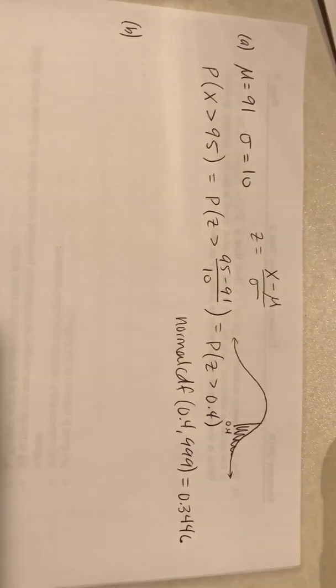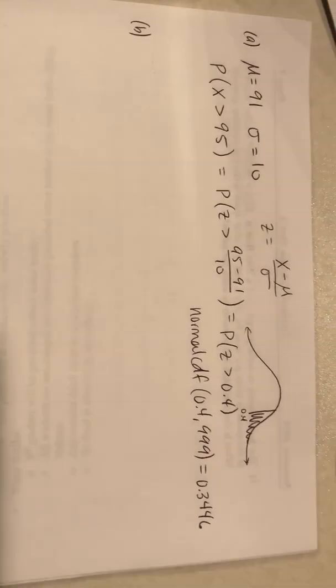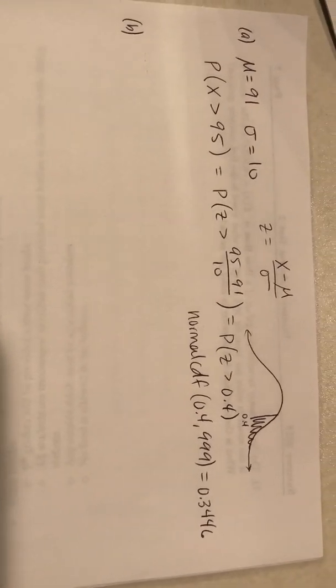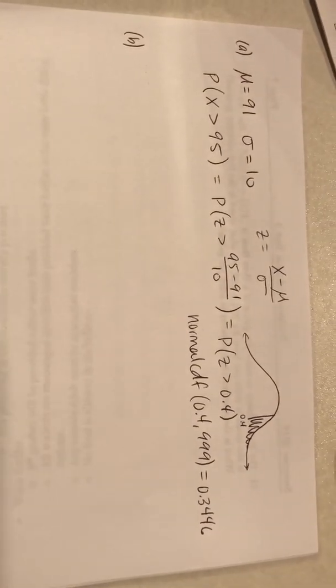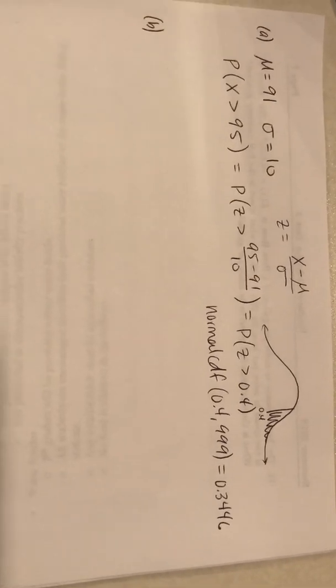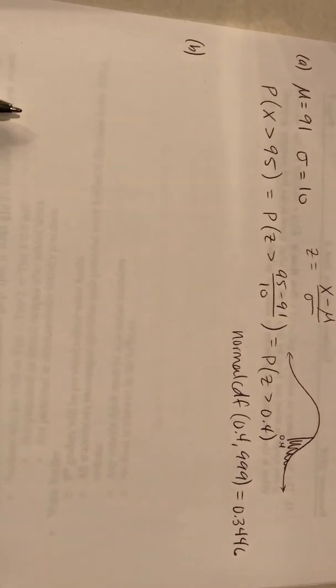So since we want to know greater than 95 words per minute, we want to know greater than 0.4 on the z-curve. So I've drawn a z-curve with it shaded. Greater than 0.4 means we need positive infinity. So in our calculator, we do normal CDF. Our starting point is 0.4, and we use 999 for positive infinity, giving you an area of 0.3446. So that is the probability that a randomly selected student in the city will read more than 95 words per minute.